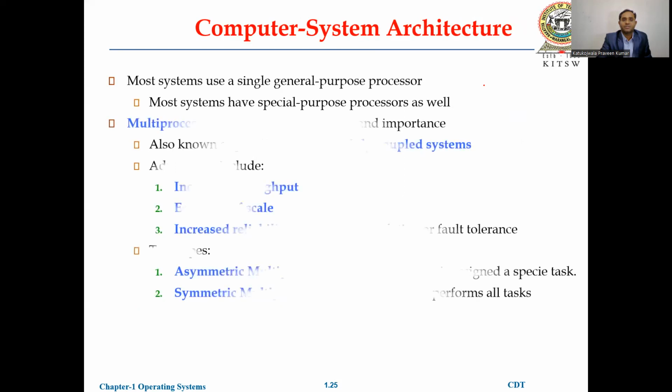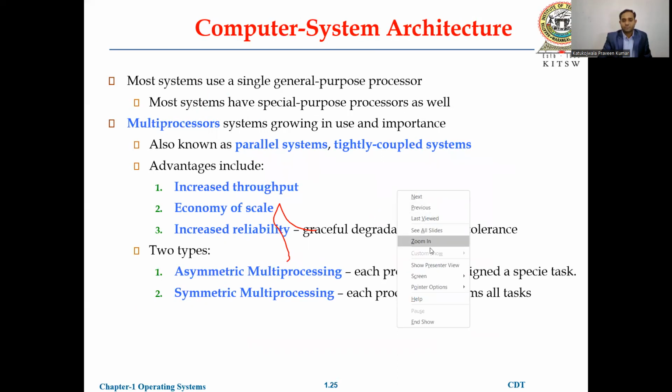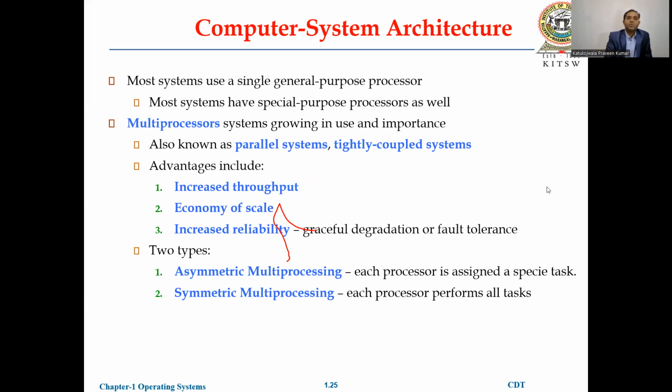So these are the computer system architectures. How will the systems be? Most systems use a single general purpose processor. Most systems have special purpose processors as well. So here we can discuss multiprocessors. What are multiprocessors? Multiprocessor systems are growing in use and importance. They are also known as parallel systems. Parallel systems are tightly coupled systems.